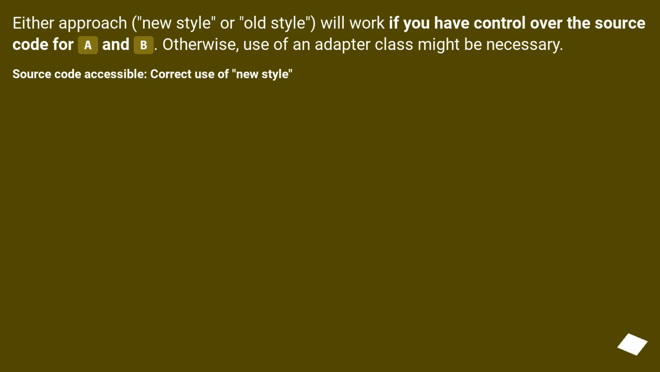Either approach, new style or old style, will work if you have control over the source code for A and B. Otherwise, use of an adapter class might be necessary. Source code accessible, correct use of new style.